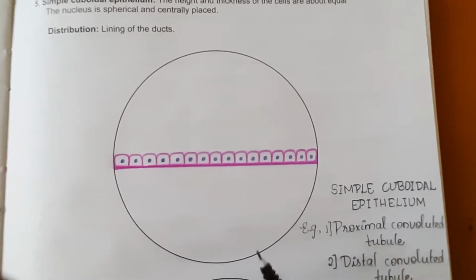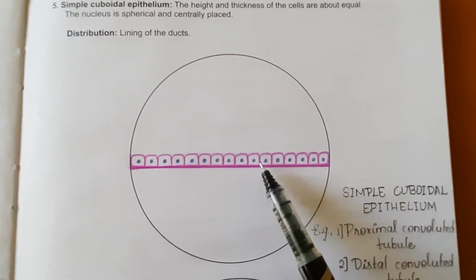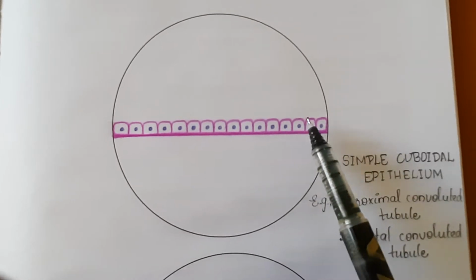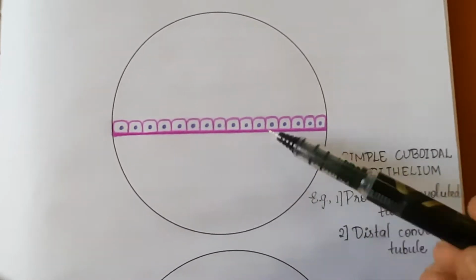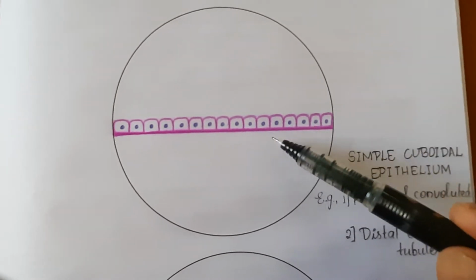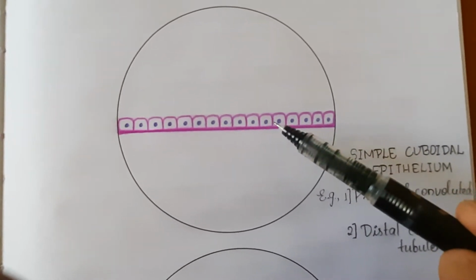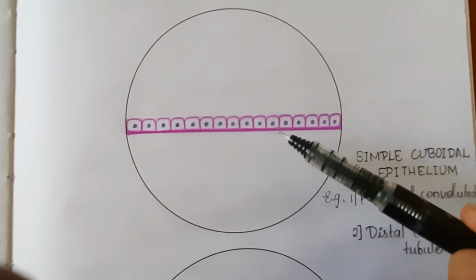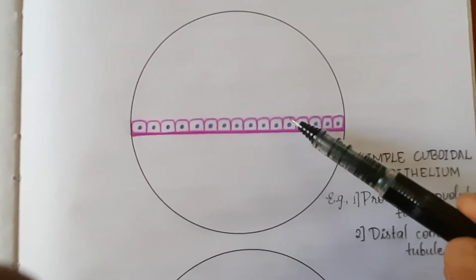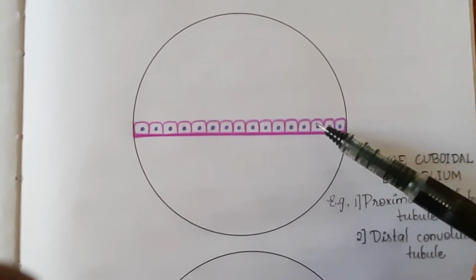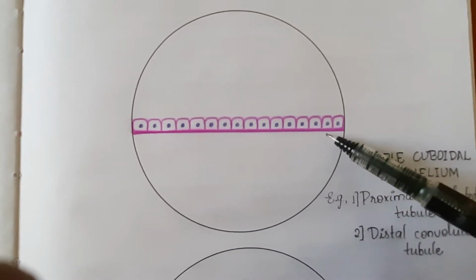Simple cuboidal epithelium. Here you can see all the cells appear as cube shaped cells, many cube shaped cells. Here the height is equal to the width. Cube means the height and the width are both equal. You can find a round central nucleus, and the basement membrane.